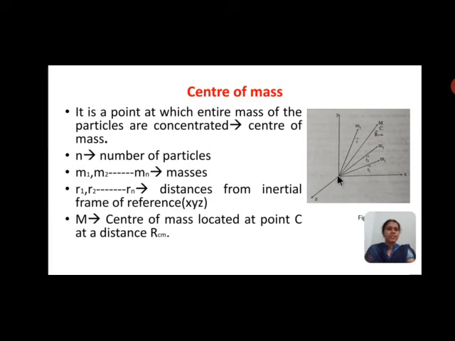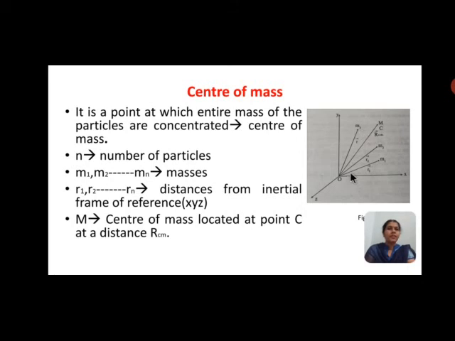So let us consider an inertial frame of reference with a Cartesian coordinate system: x-axis, y-axis and z-axis. O is the origin. Let us consider there are n number of particles, whose masses are represented by m1, m2 up to mn. I will show it here in the figure. These are the masses of the n particles. m1 is the mass of the first particle, m2 the mass of another particle, m3 the mass of the third particle.